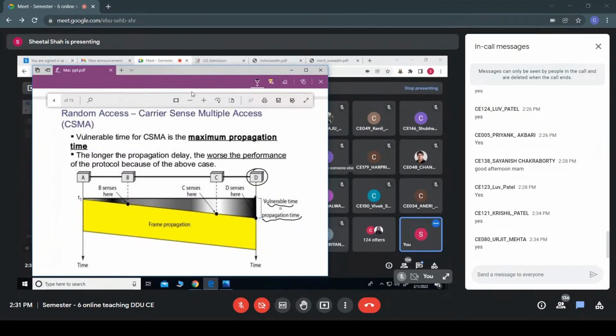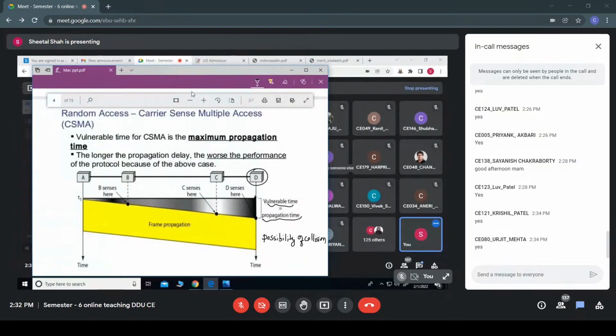Hope this is clear. Or shall I repeat this once again? What do you mean by vulnerable time? It is a time in which there is a possibility of collision. Vulnerable time is nothing but the time for the possibility of collision.